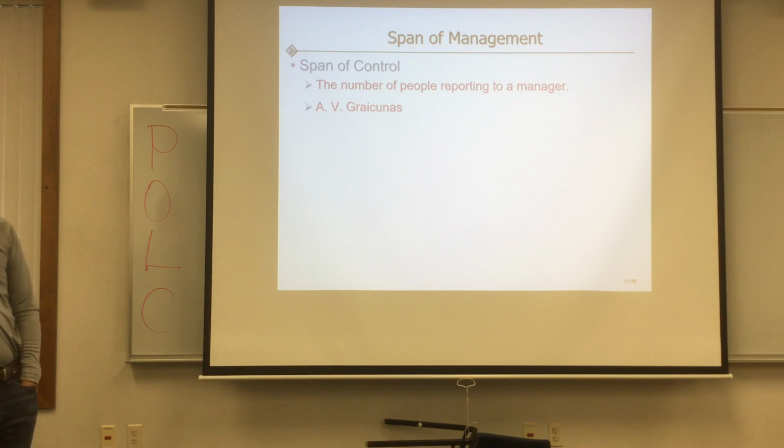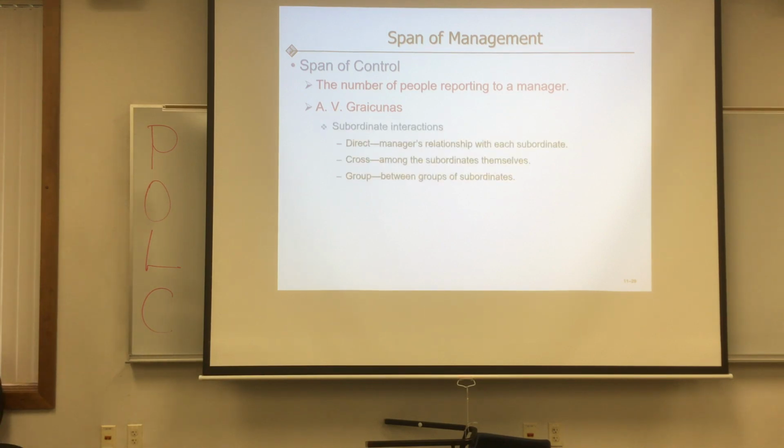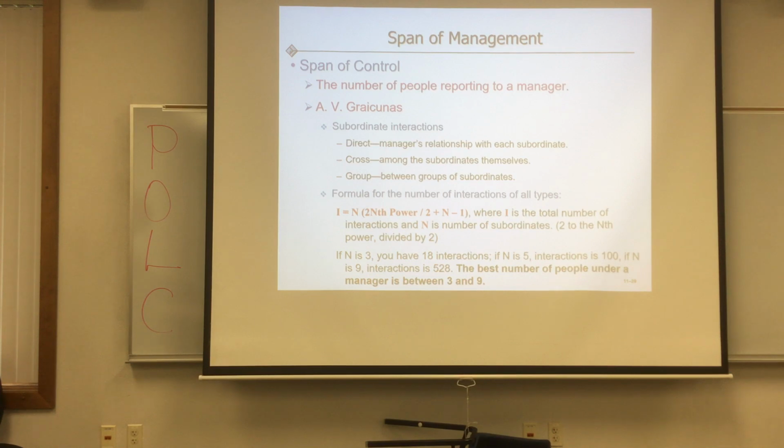A lot of scholars do research. This guy is very interesting, A.V. Graicunas, and he has a very interesting theory. He tried to calculate the interactions a manager could have, either direct, cross, or from groups, all those interactions. And he came up with a formula. Basically, interactions I equals n times (2 to the n's power divided by 2 plus n minus 1), where I is the total number of interactions and n is the number of subordinates. You may not remember the math behind it, but look at the data I put here.